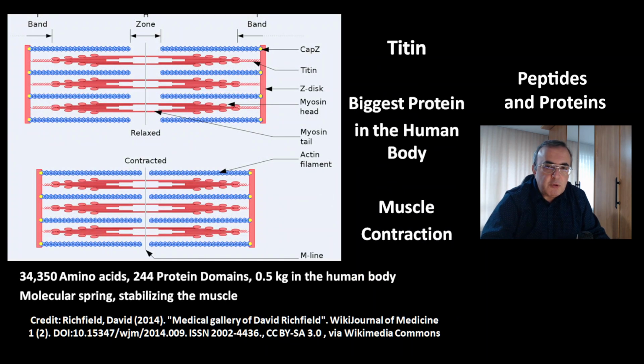This is the biggest protein in the human body. It's Titin. Its function is the muscle contraction. It consists of 34,350 amino acids. It has 244 protein domains, and it makes about half a kilogram of the human body. It's a molecular spring, and it stabilizes the muscle. And you can see it's nicely embedded in these filaments.